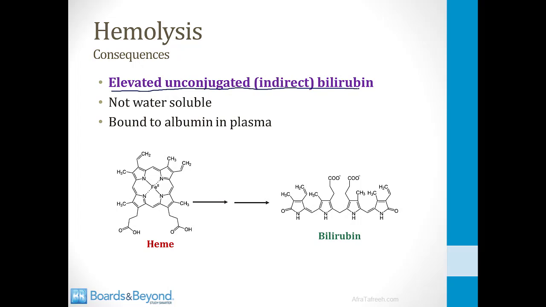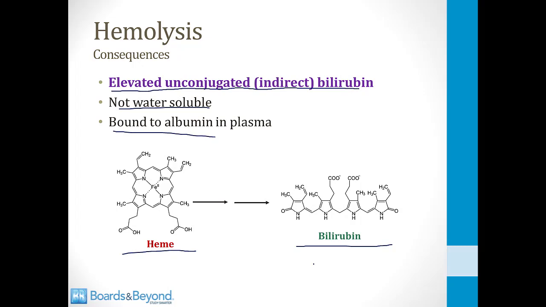Here we're going to approach bilirubin from the hematology point of view. So when there's hemolysis, heme is released from hemoglobin and it's metabolized into bilirubin. Initially, it's made into unconjugated bilirubin, which is not water soluble and travels in the plasma bound to albumin. The liver will conjugate bilirubin into a water soluble form that can go out in the bile.